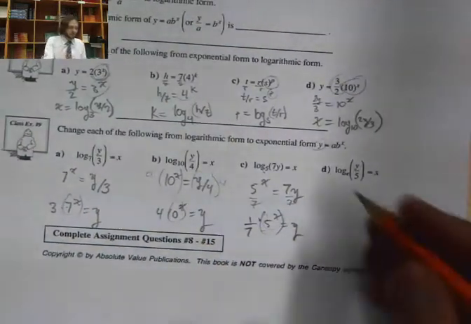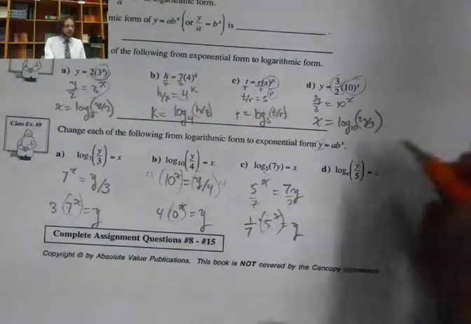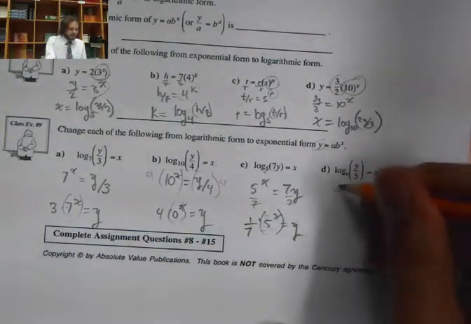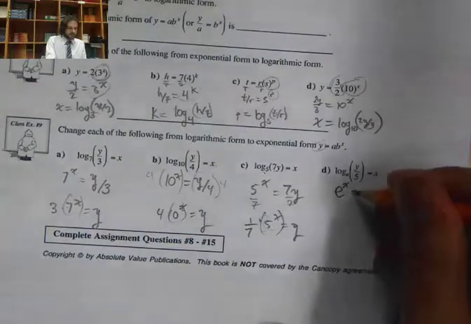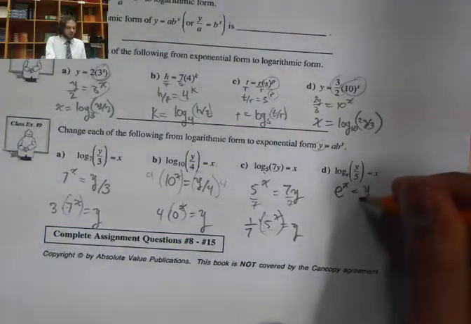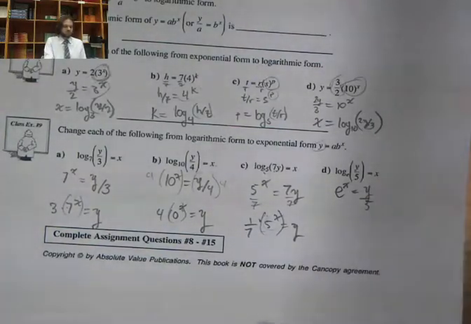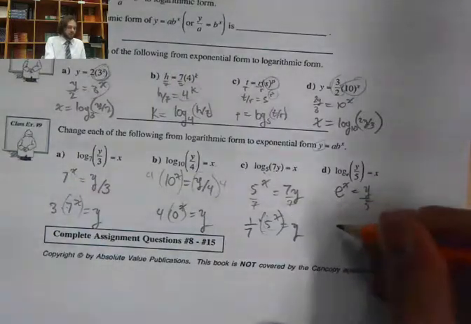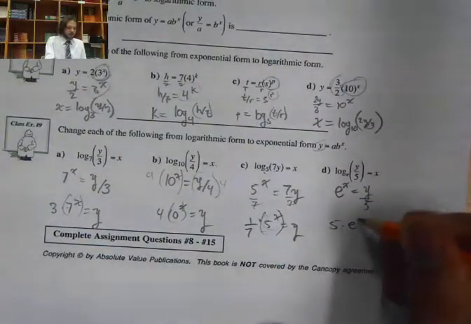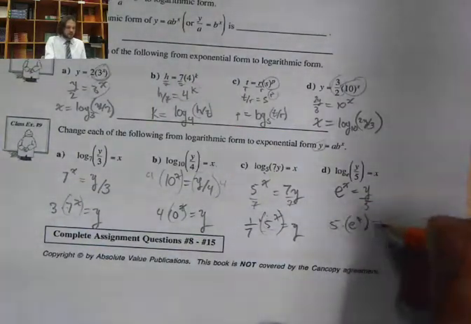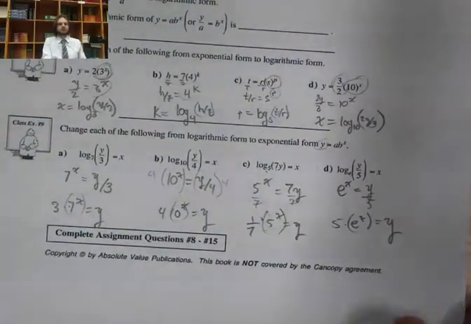Okay? Let's take a look at the next one. Alright, so we're saying e to the power of x is equal to y divided by 5. Okay? So multiply both sides by 5. I get 5 multiplied by e to the x is equal to y. And that's it. Alright? So that's everything.